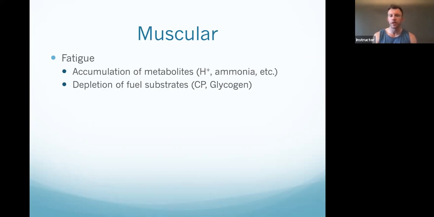Muscular, again, is the fatigue, that accumulation of what we call metabolites. So H+, those hydrogen ions, and ammonia is another one. Those will increase with fatigue. Fatigue is something really complicated that people still argue about: where does it come from? Is it a safety mechanism? Is it just our body at the end of its rope? But what we tend to agree on is that the hydrogen ions are building up, and then there's depletion of fuel. Glycogen is stored glucose, and CP stands for creatine phosphate. So think of your immediate energy system that we'd want to use.